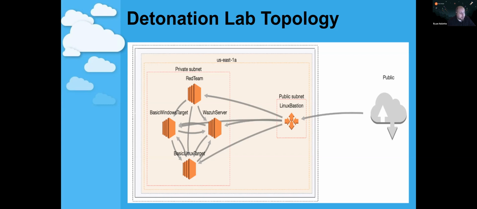The network traffic does go out through the VPC gateway, so it doesn't interact with any existing infrastructure in any way, shape, or form. Just in case you do feel like running it like that, I took those precautions. Here we have a Wazuh server.